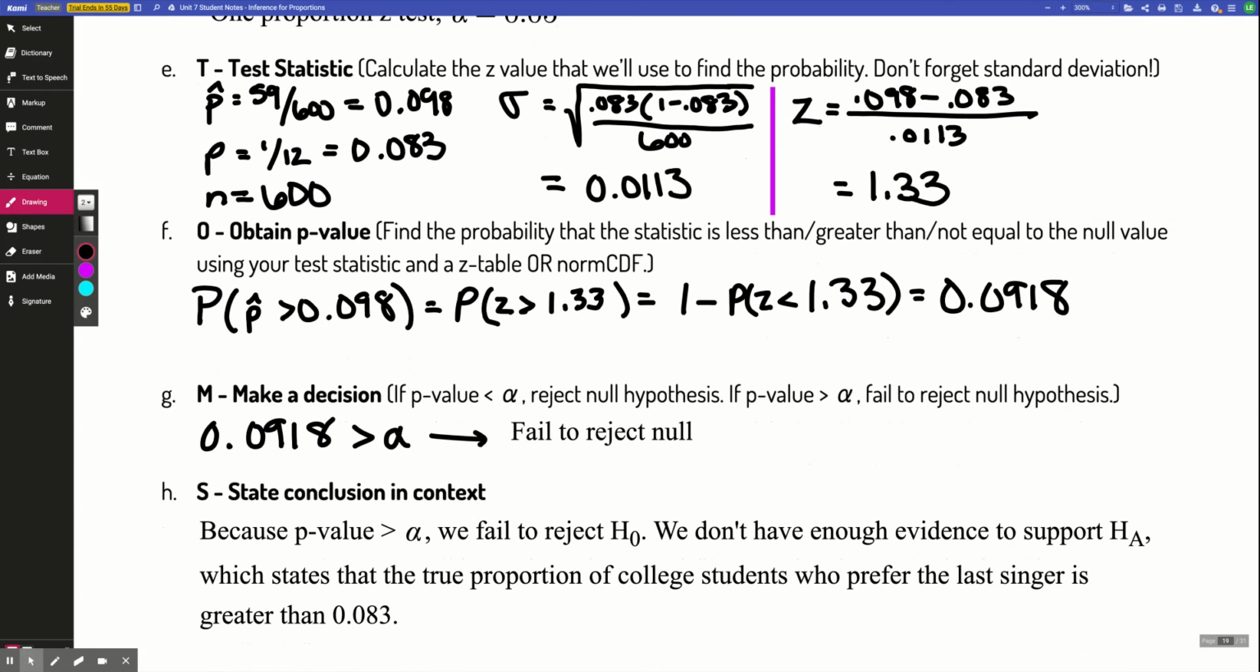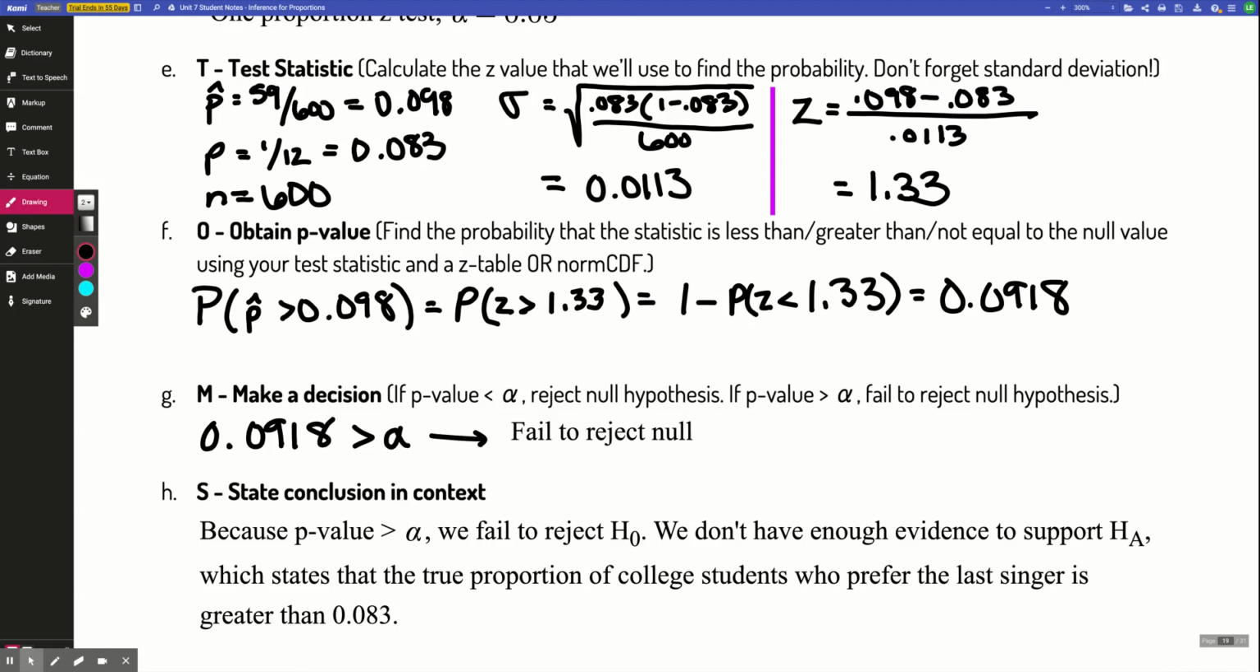Now we've gotten to the math part. So for my test statistic, I need P hat, which is the sample value. My sample proportion was 59 out of 600, which they gave me in the problem, and that's 0.098. My population claim is 0.083. My sample size is 600. Then I calculated my standard deviation, 0.083 times 1 minus 0.083 divided by 600, all under the square root, and I got 0.0113.